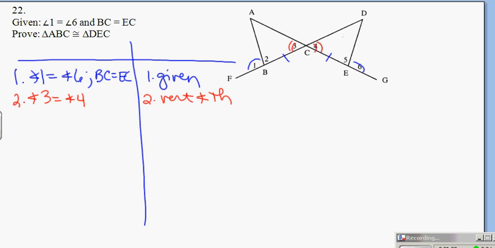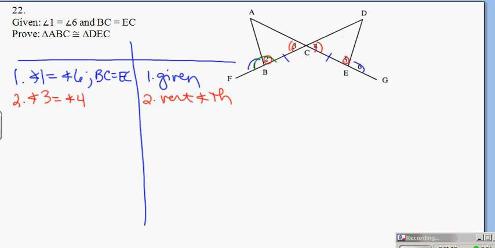Now at this point, I have an angle and a side, and if I'm trying to prove triangles congruent, I'm either going to look for another angle or another side. Well, in this case, I see those numbered angles. I'm going to investigate to see if I can get 2 and 5 equal.